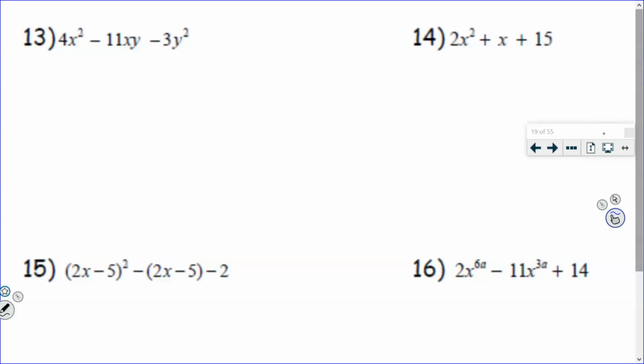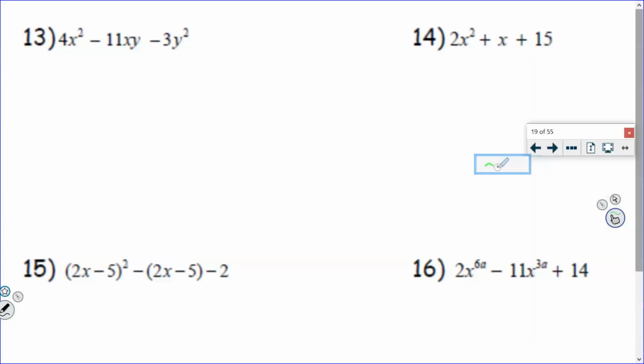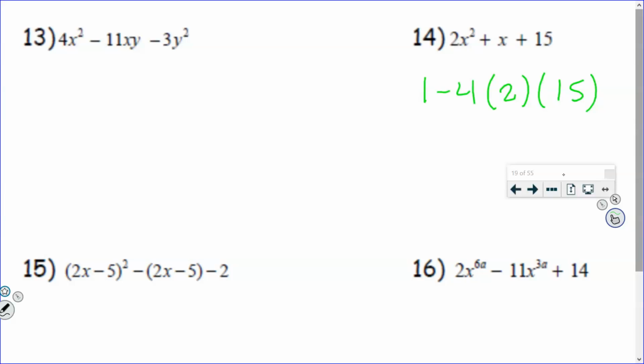What if I can't think of the factors? What can I resort to? The discriminant. I can do the discriminant in my head. So b squared minus 4 times a times c, that's going to be a negative number. So I know, boom, I need to stop and move away from that. That is not factorable.